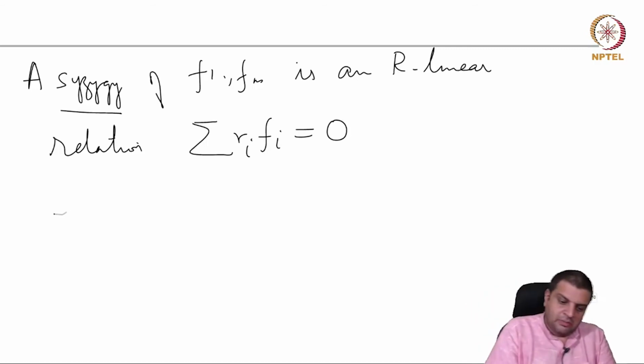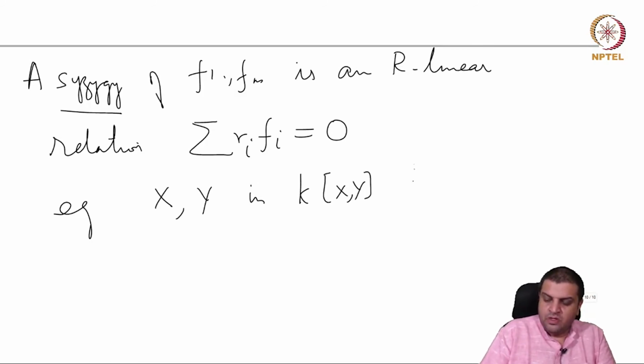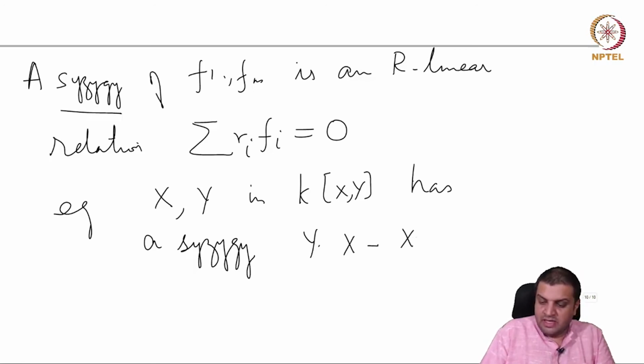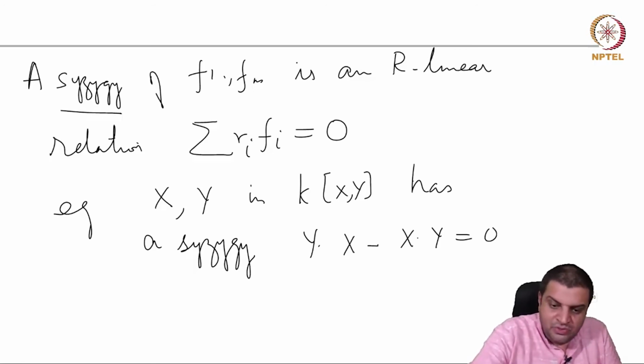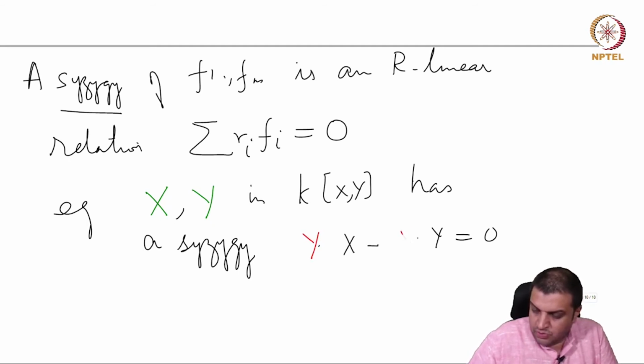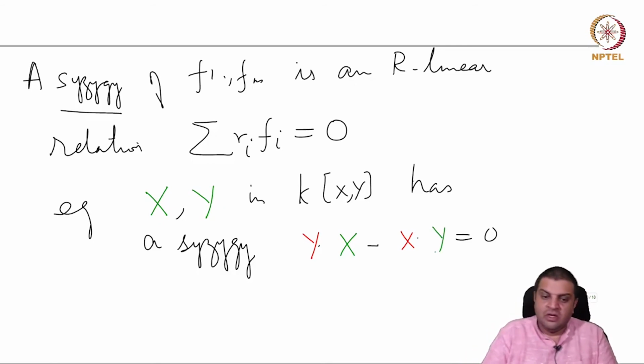So for example, x and y in k[x,y] have a syzygy: y times x minus x times y equals 0. Let me use a different letter, just to say what is f and what is r in this notation. Let's put the f's in green. So these things in red are the coefficients Ri, and these things in green are the f's. So this is a syzygy of these two elements.